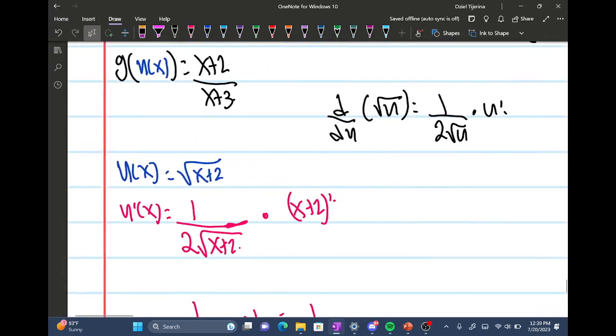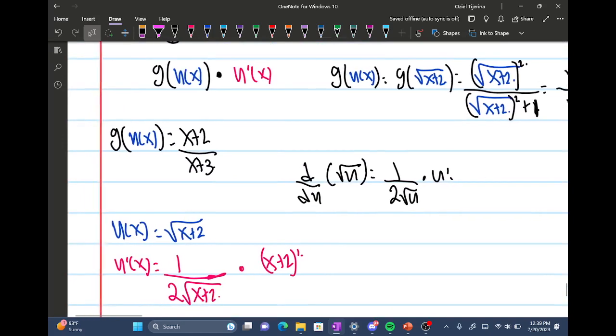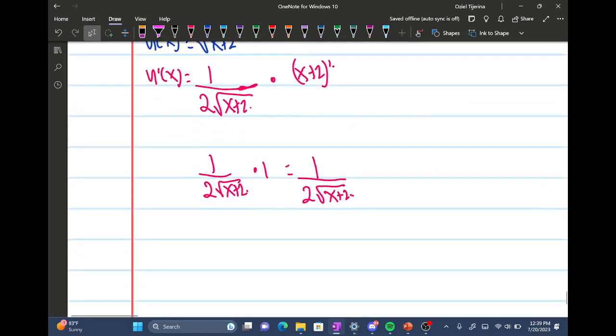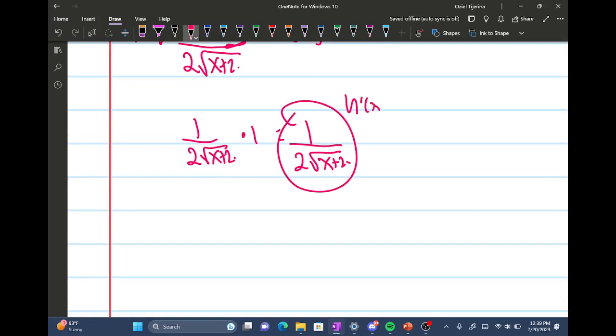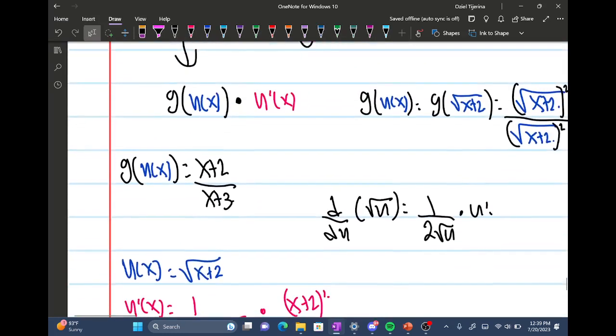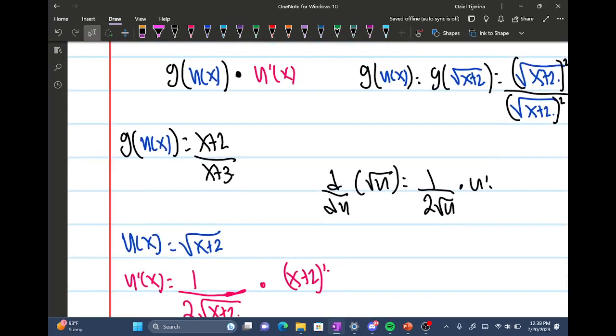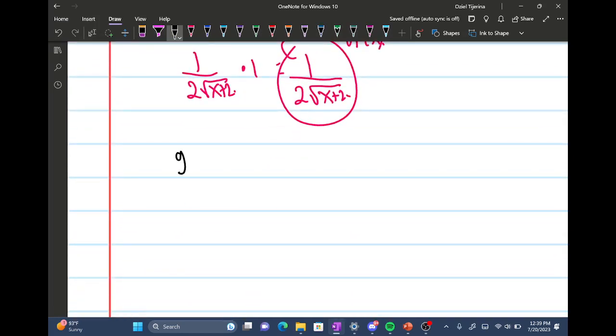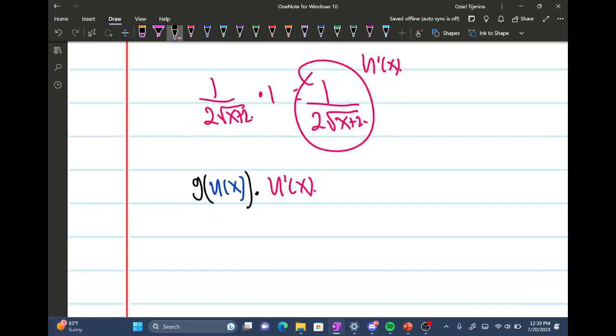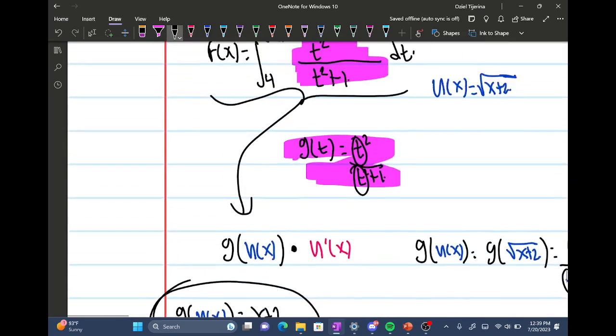So that was u prime of x, right? And so now we're going to put it all together. So this is u prime of x, of course. And now we have g of u of x. So g of u of x was x plus 2 over x plus 3, just this part. So it's going to be, again, g of u of x times u prime of x. And that is going to be the integral. I mean, obviously, that's what that's equal to.